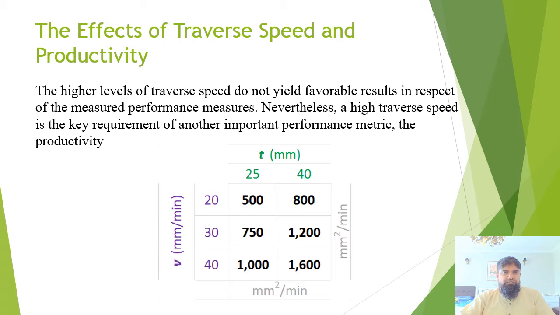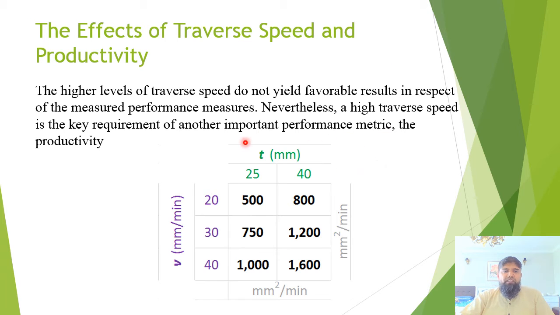The effects of traverse speed and productivity. The experimental results provided in the last three slides have shown that the higher levels of traverse speed do not yield favorable results in respect of the measured performance measures. Nevertheless, the high traverse speed is a key requirement of another important performance metric, the productivity. This metric, productivity, is not measured but precisely calculated, thus it won't be included in fuzzy modeling.